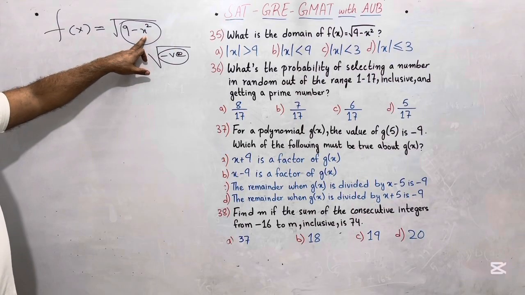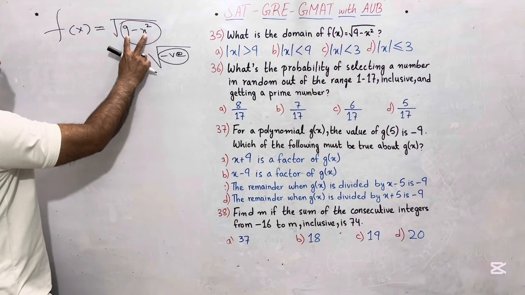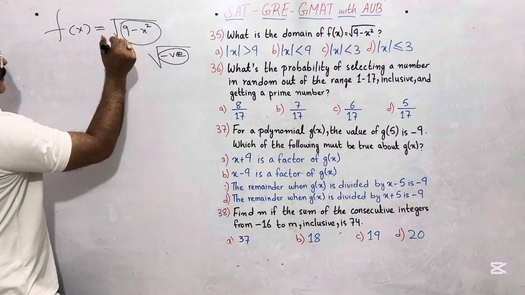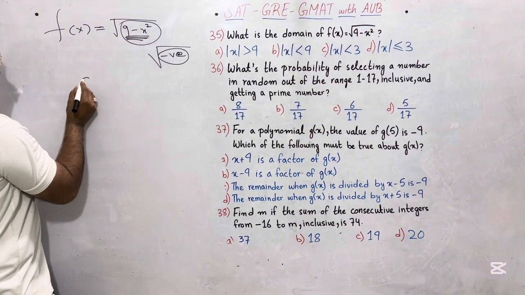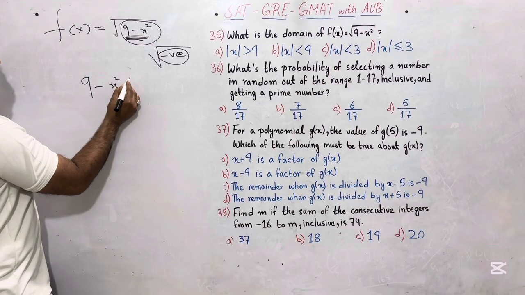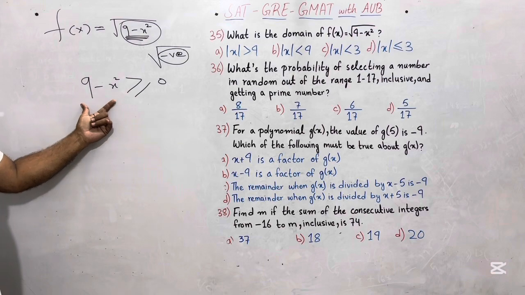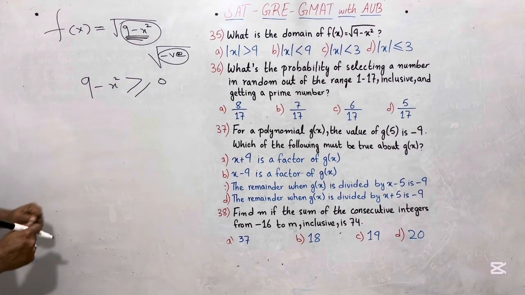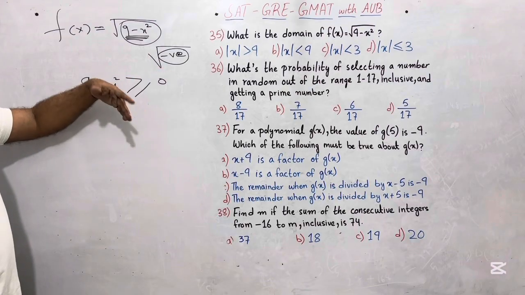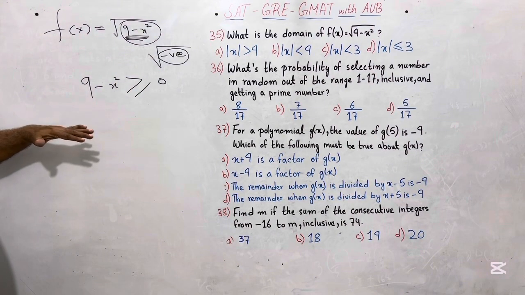What about 5? I cannot. What about 6? I cannot. This quantity we need to be 0 or positive. 9 minus x square must be greater than or equal to 0. This quantity must be positive or 0. We cannot afford a negative value because negative values give us complex numbers, and we are dealing with a real valued function.